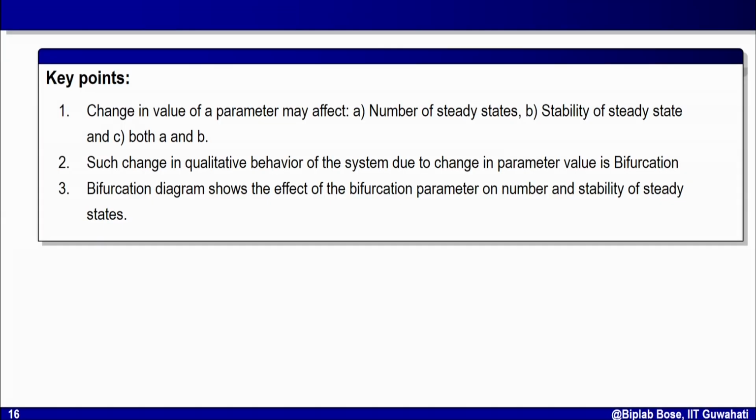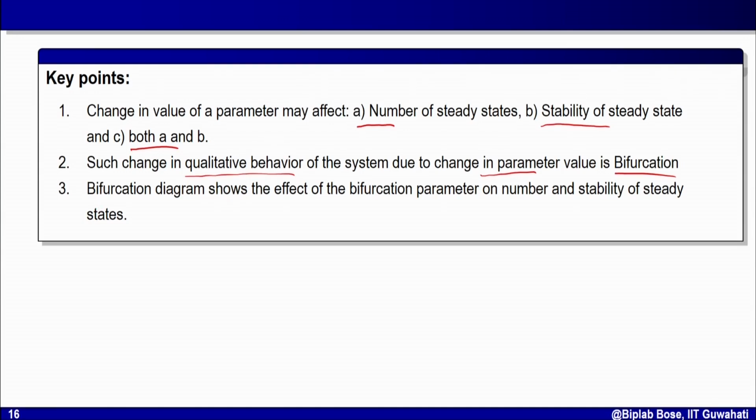So let us jot down what we have learned in this video. The key points are: change in value of a parameter may affect the number of possible steady states in the system. It can affect the stability of the steady state, or it can affect both number and stability. And such changes are actually changes in the qualitative behavior of the system. So when such qualitative behavior change occurs due to change in the parameter value, we have bifurcation in the system. And the parameter which is causing such changes is called the bifurcation parameter.